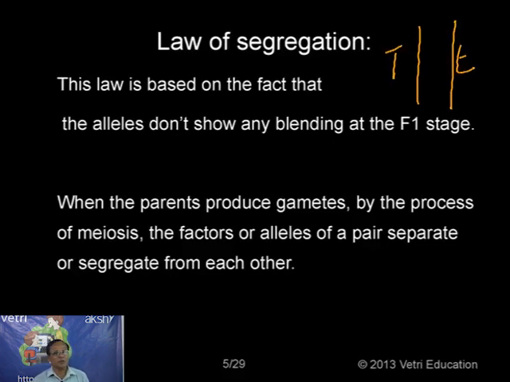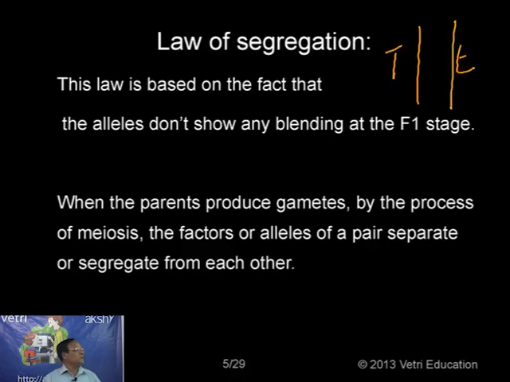If there is any blending, we cannot get back the recessive character once again in the F2. The reappearance of the recessive character in the F2 clearly indicates that the two genes, for the tall character and the recessive character, did not blend. That is why we have the reappearance of the recessive character once again. So the law of segregation is possible only when the genes are not blending in the F1 generation.